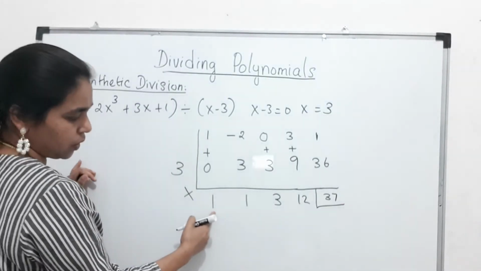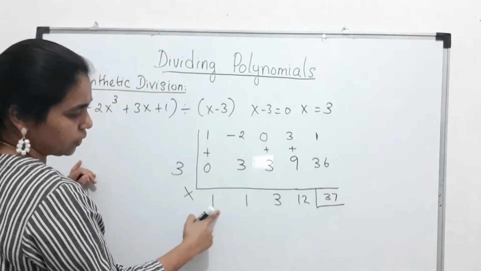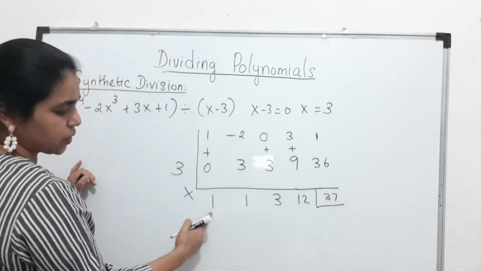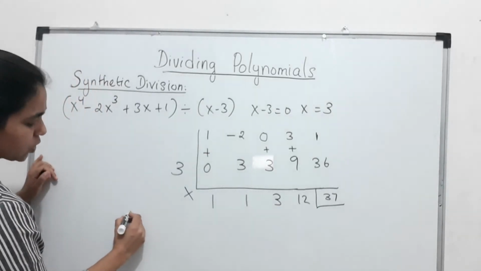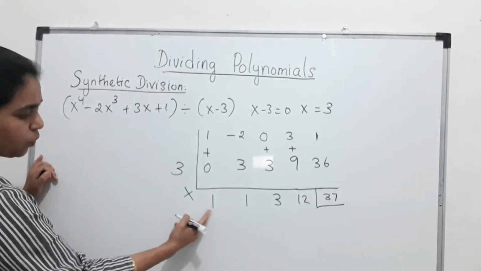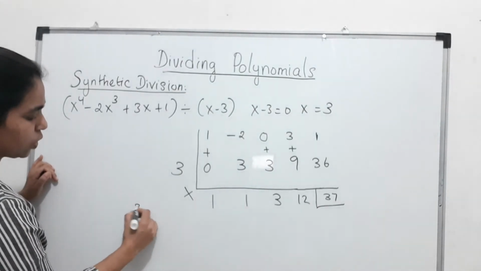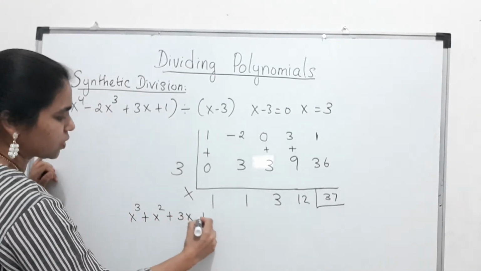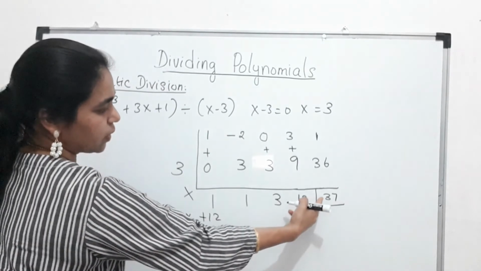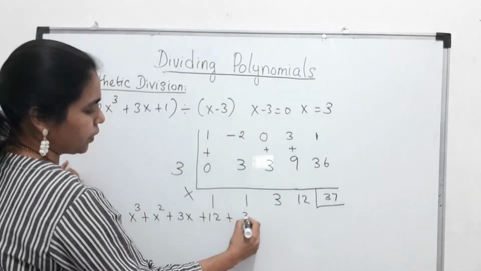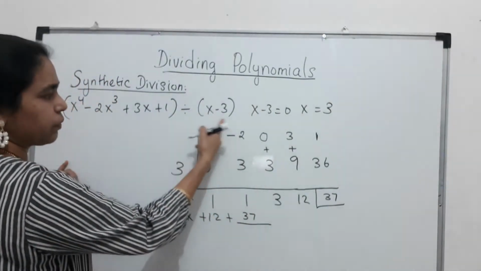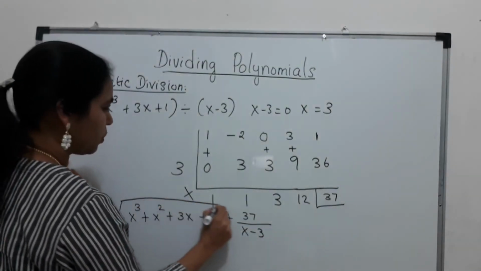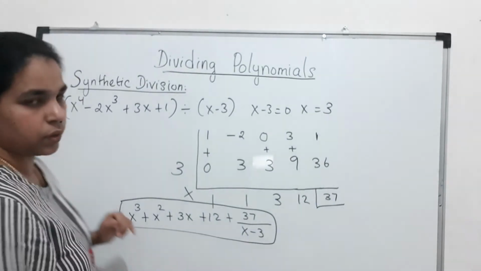And now you are going to write the answer. So this is the quotient. The quotient is actually, this is a constant term, x squared term, x cubed term. So the answer will start with the x cubed term. So the coefficient is 1. So you can write it as x cubed plus x squared plus 3x plus 12. And there is a remainder and it's holding a positive sign. So plus 37 over the divisor. What is the divisor? x minus 3. So this is how we can divide the polynomials using synthetic division method.